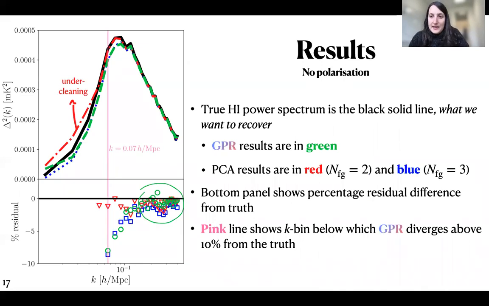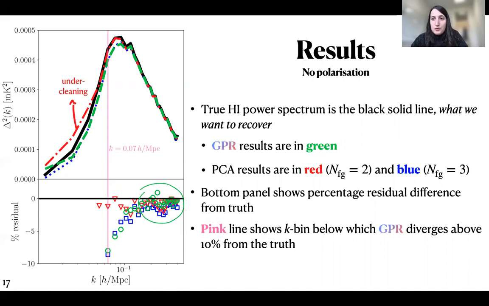So first, we start by ignoring the polarization leakage. This is the best case scenario. So we just have our 20 centimeter signal and our smooth foregrounds and some noise. So the black solid line is the true H1 power spectrum. And this is what we want to recover. And the GPR results are in green.